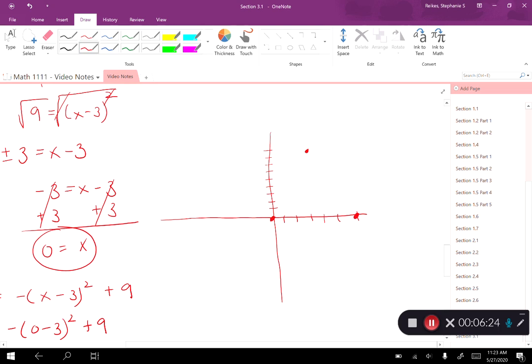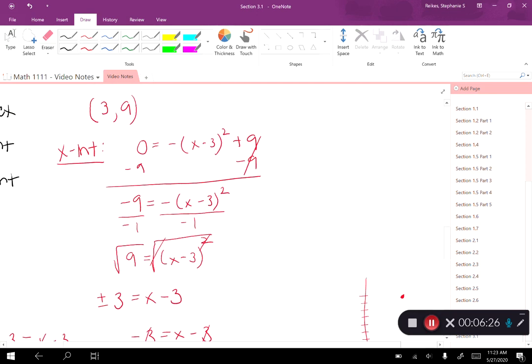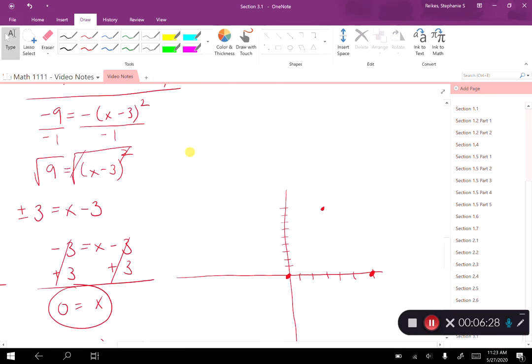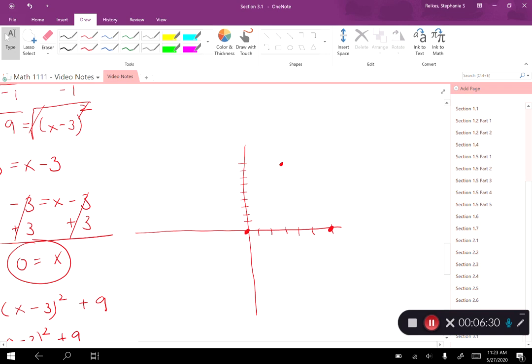And I know my parabola is facing down again, which makes sense where the dots are. So starting at the vertex, we're just going to draw a round-shaped U through the points. And there is your graph.